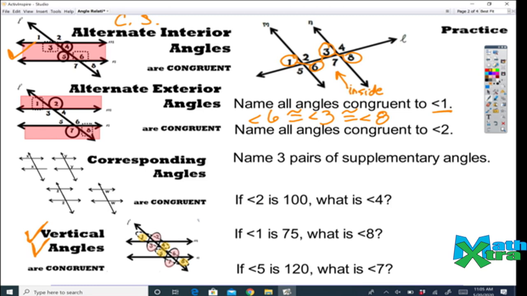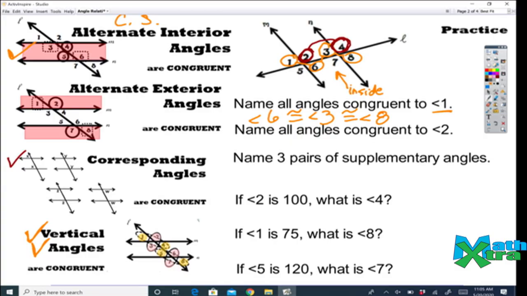The next question says, name all the angles that are congruent to angle 2. So I'm going to start at angle 2, okay? And this time I'm going to use a different relationship. So I understand that 2 and 4 are what? Corresponding, okay? And how they're corresponding, because we have one inside the parallel lines and one outside the parallel lines on the same side of the transversal. So I know that 2 and 4 are corresponding.